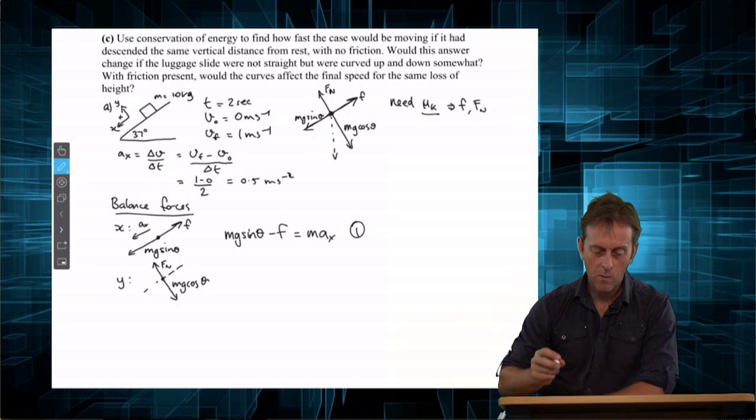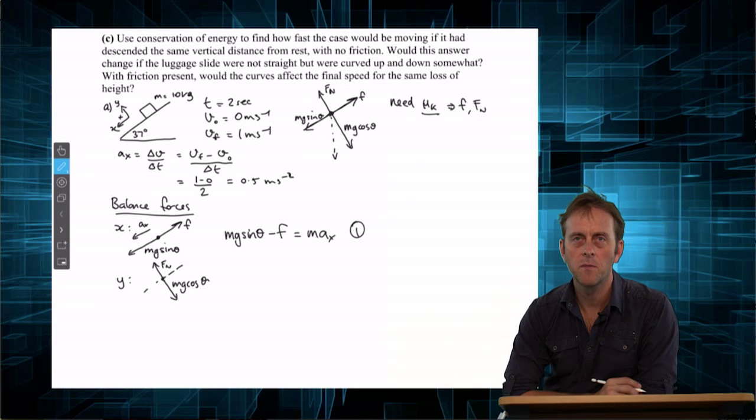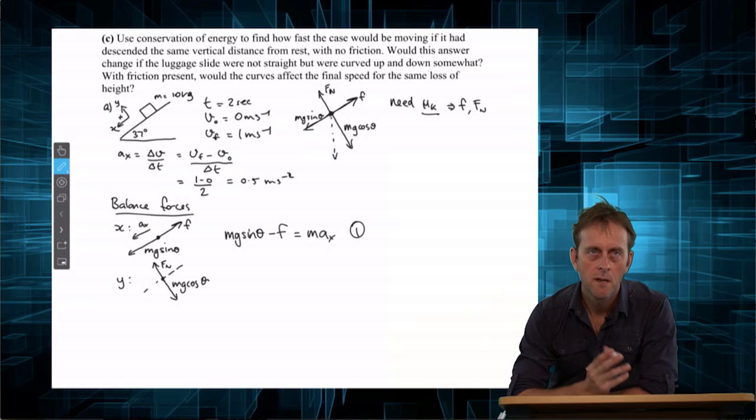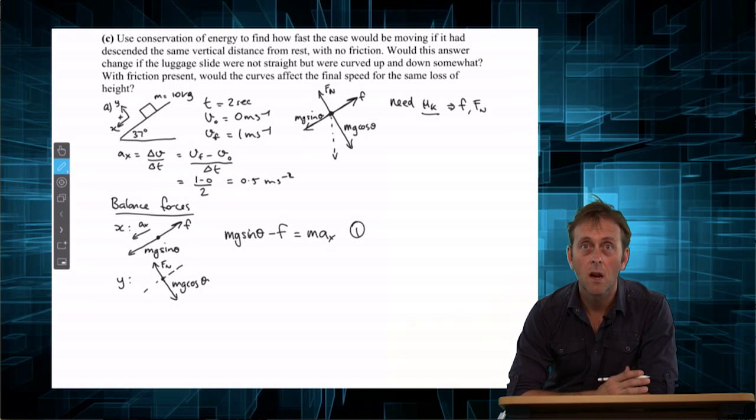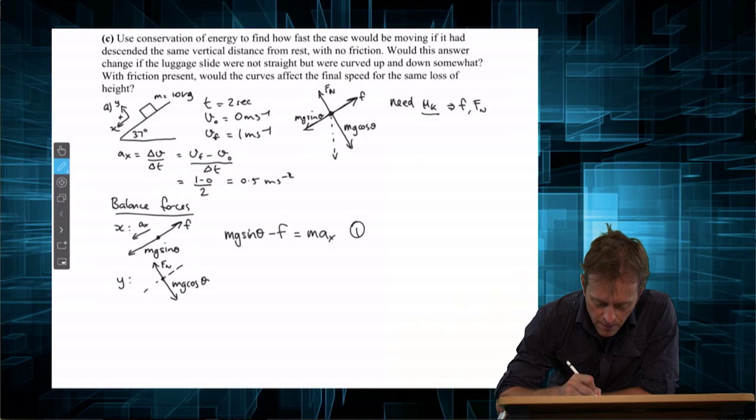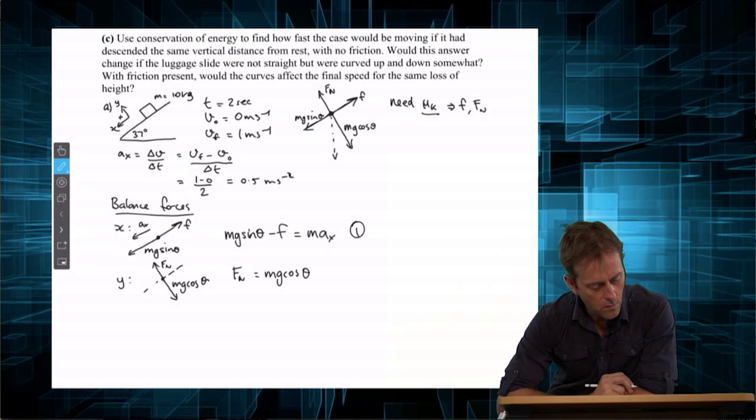Okay, so we can write an equation. Now, they have to add to 0. They have to be equal in magnitude, otherwise the thing's going to jump off the plane. So we know that Fn equals mg cos theta. We can do a few other things here.